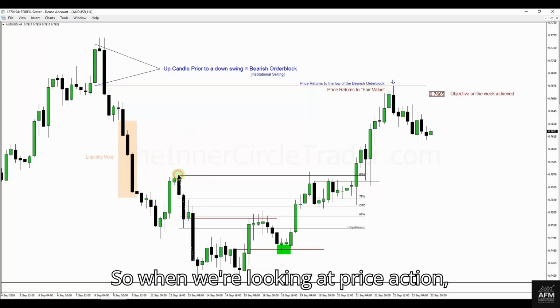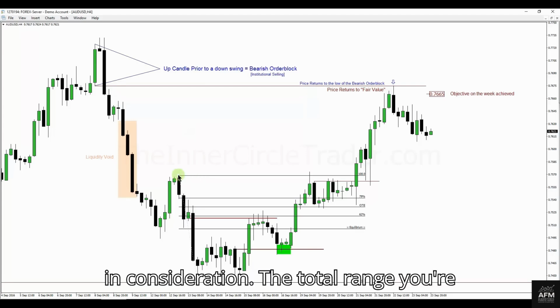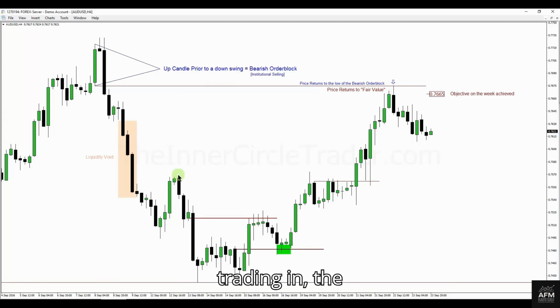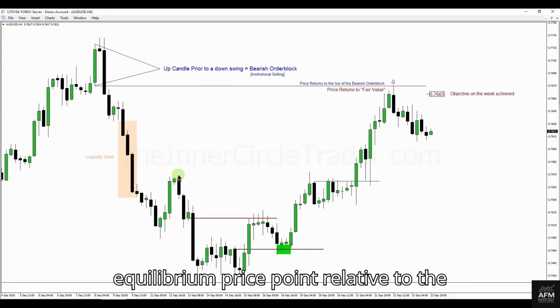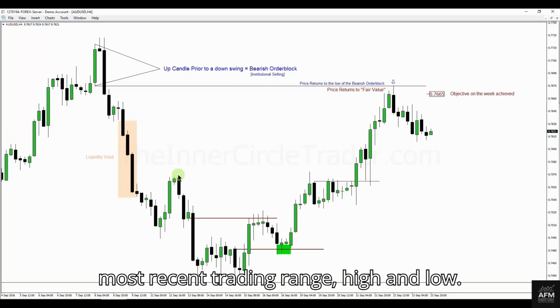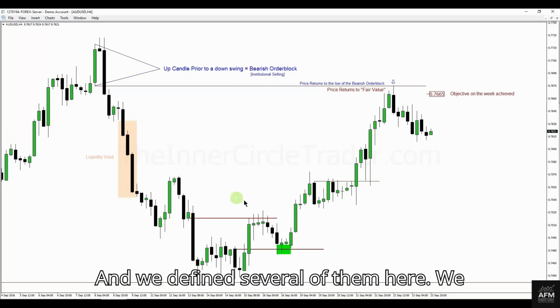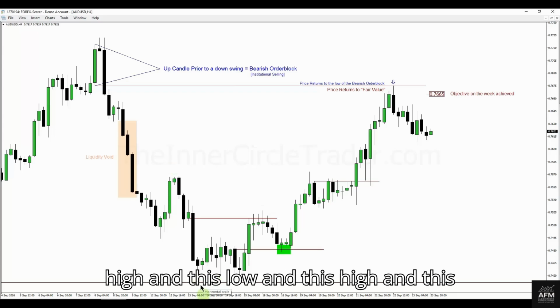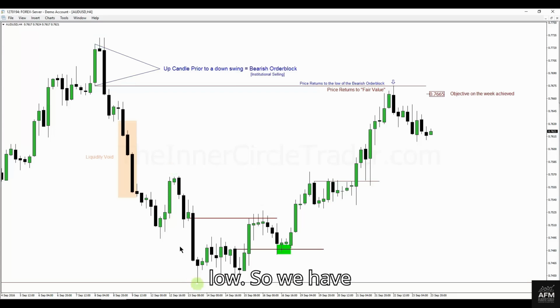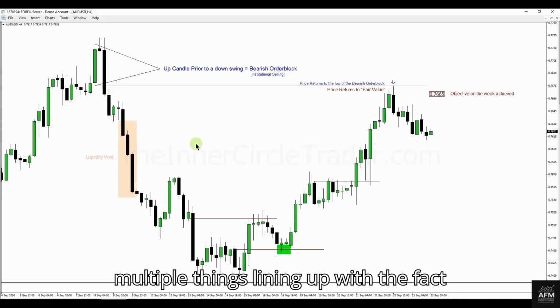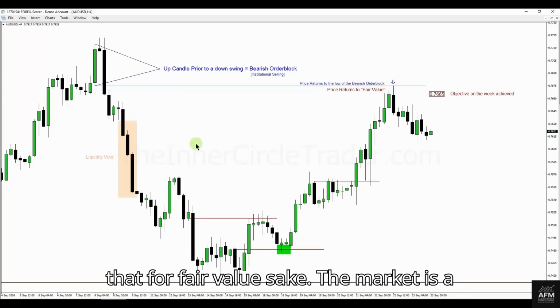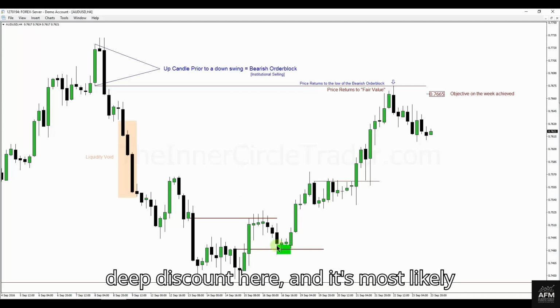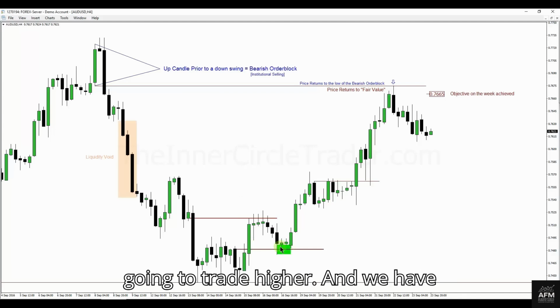So when we're looking at price action, there are a couple of things you need to keep in consideration: the total range you're trading in, and the equilibrium price point relative to the most recent trading range high and low. We defined several of them here. We did this high to this low, with this high and this low, and this high and this low. So we have multiple things lining up with the fact that, for fair value's sake, the market has a deep discount here, and it's most likely going to trade higher.